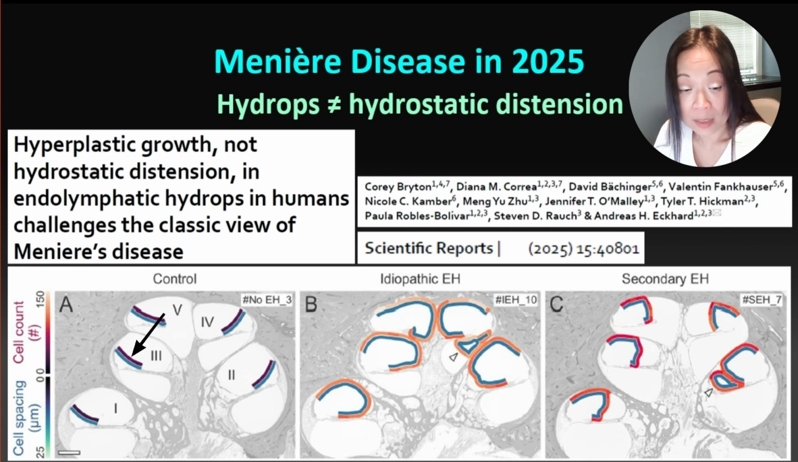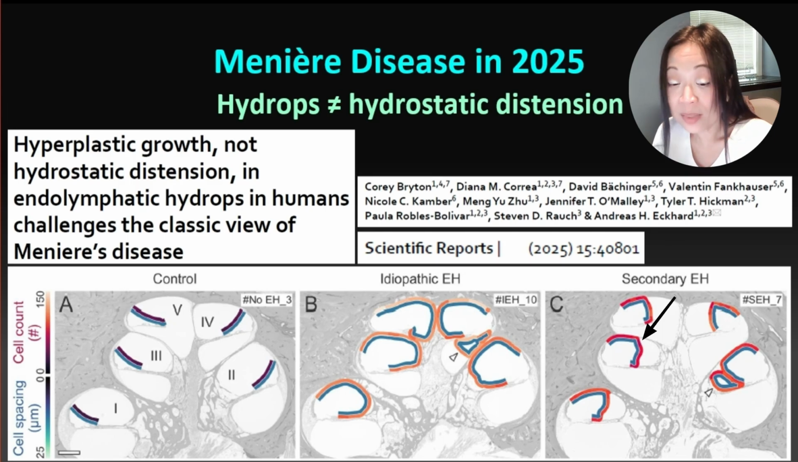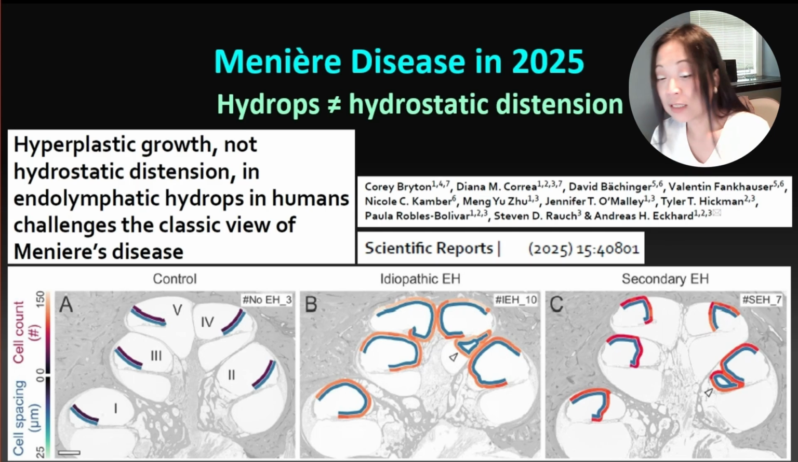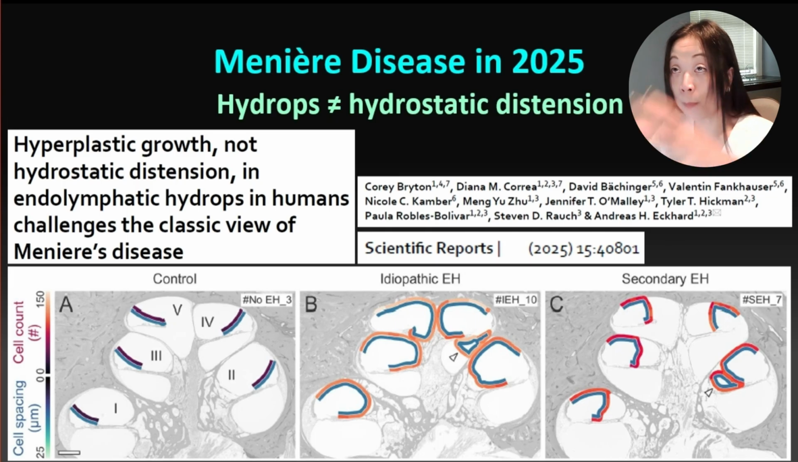The cell count in a control is really not a whole lot of cells, but when it's ballooned out, it's actually more orange. You see that? So that's a higher cell count. Secondary hydrops also has a higher cell count in the red spectrum. So what this is saying is, if you think about a balloon and you blow it up and you look at the little particles along the surface of the balloon, the more stretched out it is, the sparser the particles should be on the balloon surface, right? Should not be just the same or even denser. That's under pressure and blown up.